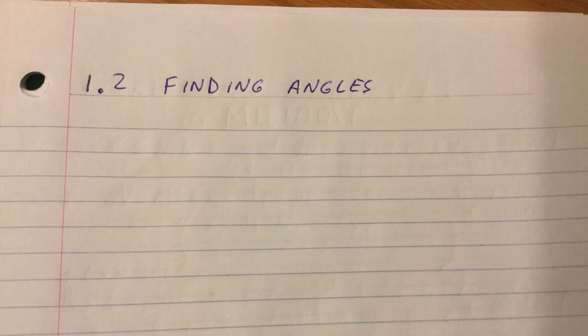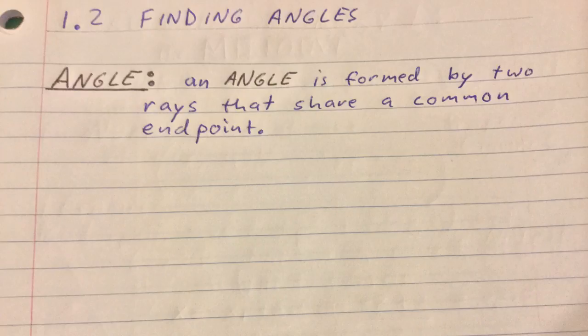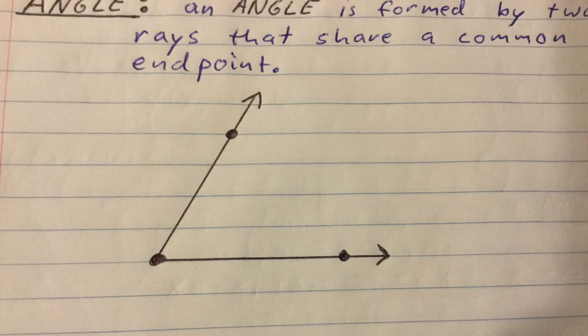Now let's move on to section 1.2, finding angles. I think it's safe to assume we all know what angles are, but just in case, let's define this very clearly. An angle is formed by two rays that share a common endpoint. So I'd like you to draw yourself an angle. It can be acute or obtuse.